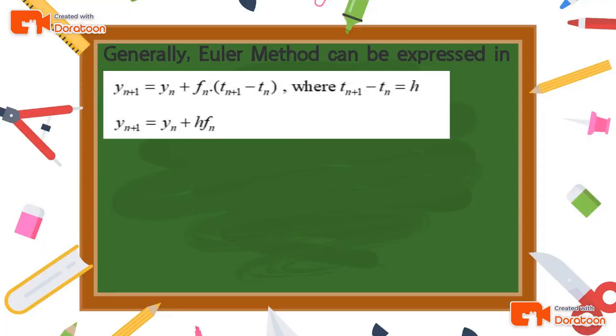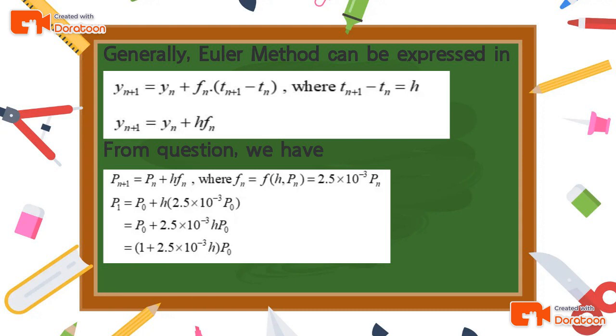So first, we know that generally Euler method can be expressed as y_{n+1} equals y_n plus h f_n. Then, from the question, we have the equation dP/dt equals 2.5 times 10 to the power of negative 3 P, and P initially is 58.043.